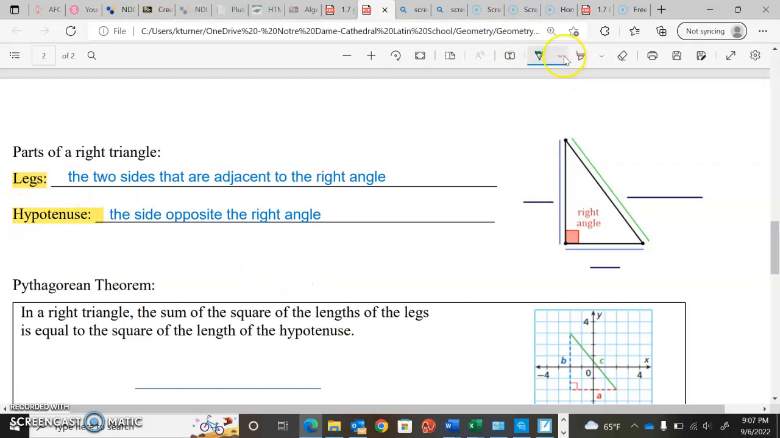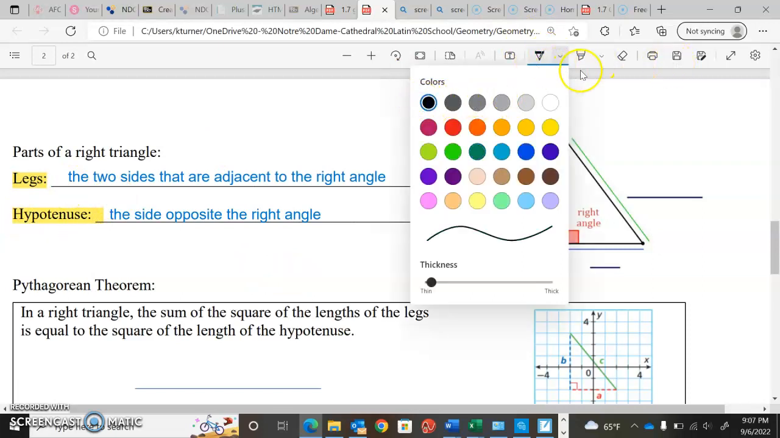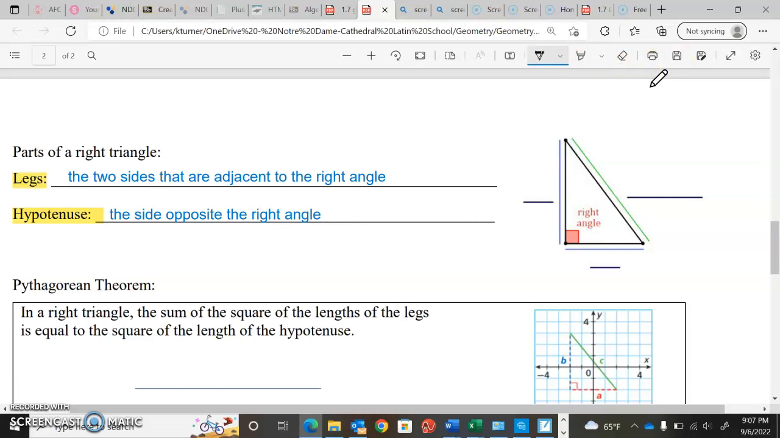So the legs are the two sides that are adjacent to the right angle. If you remember, adjacent means next to, okay? So here's one leg, here's one leg. The two sides next to the right angle, or you can think of it as the two sides that actually form the right angle. And if you look to see where those two legs meet, that point is the right angle right there. They form the L. And then the longest side across from the right angle is called the hypotenuse.